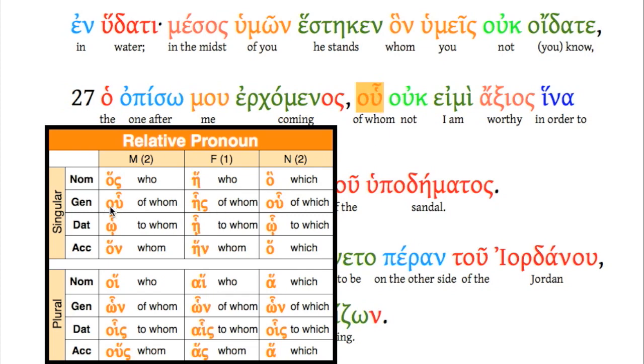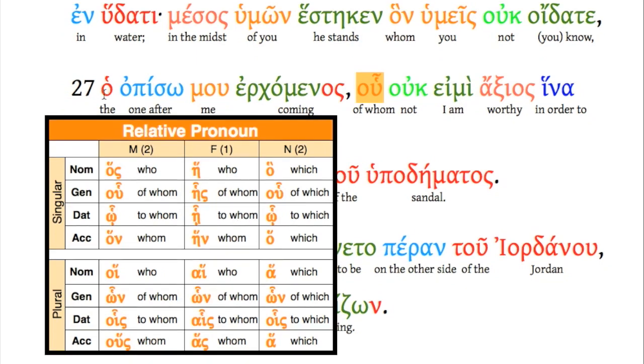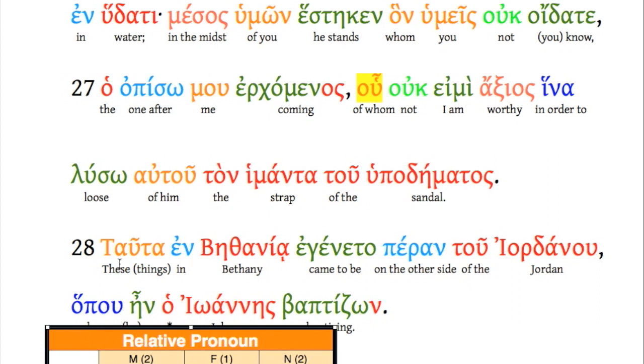It could be masculine, it could be neuter. In this case it's masculine because it's referring back to the one coming after John, ho opiso mou erchomenos, Jesus of course. So "who, of whom," so there's our translation. Let's look at this grammatically very quickly here. Ho opiso mou erchomenos, who, of whom I am not worthy that I might loose of him the strap of his sandals. Not worthy to untie his shoes, okay?